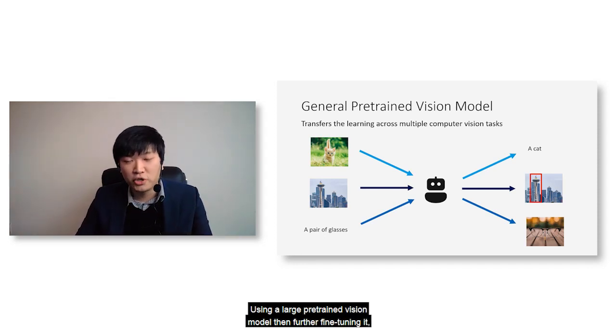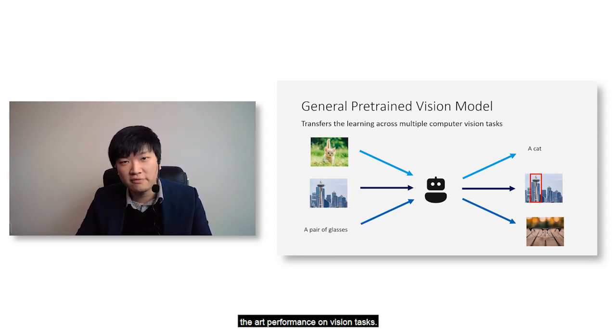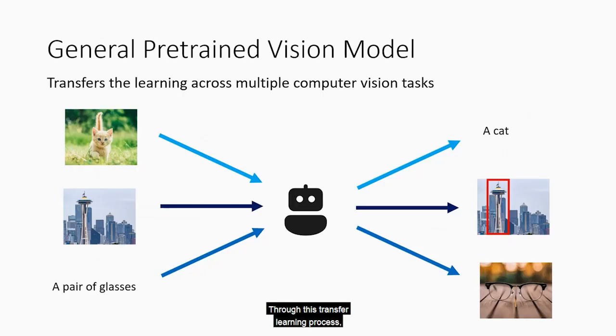Using a large pre-trained vision model, then further fine-tuning it, is often key to achieving state-of-the-art performance on vision tasks. Through this transfer learning process, a general pre-trained vision model can benefit any number of tasks, such as the examples you see on the slide, ranging from image classification, object detection, image retrieval, and image generation.